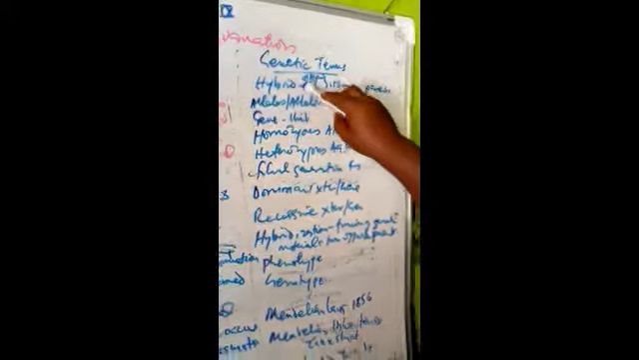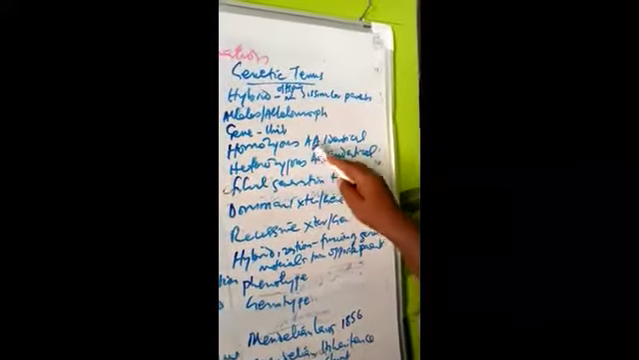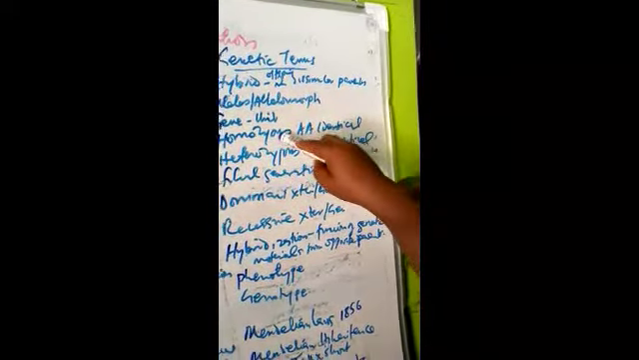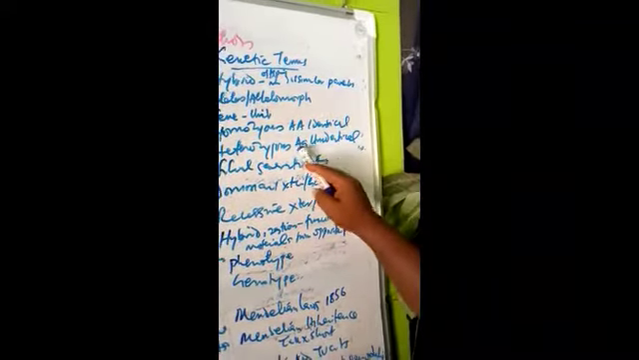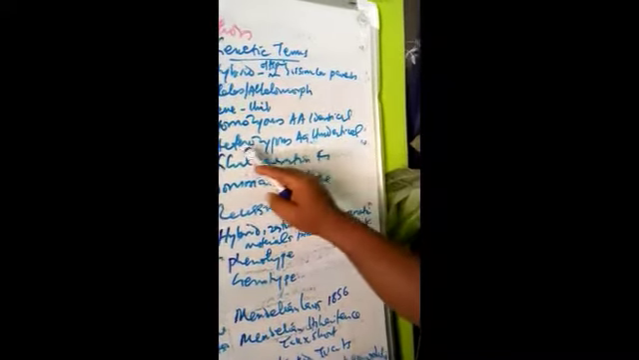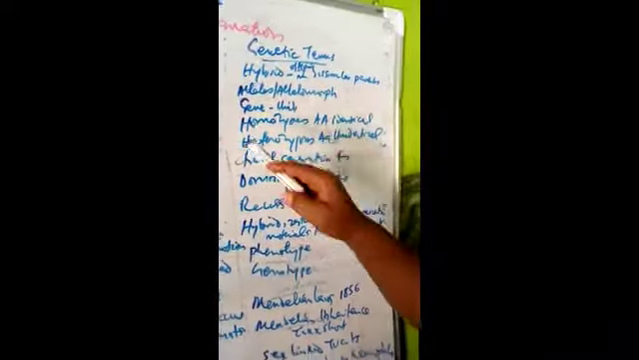Then, if a pair of chromosomes are identical, like capital A and capital A, you say it is homozygous. Homo means the same. If the pair of chromosomes are not identical, they are different, like capital A and small a, you say they are heterozygous. Hetero means different. Homo means the same.